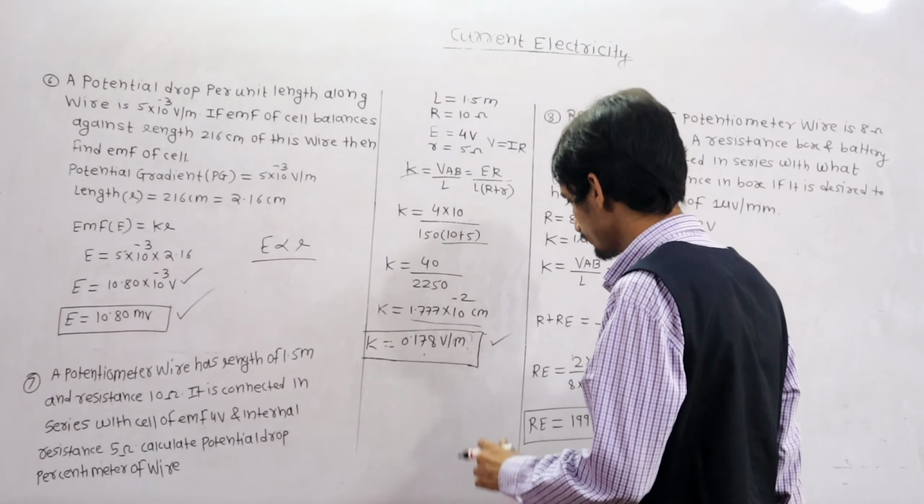Okay, 1.777 into 10 raised to minus 2 meter. So in this way we have calculated the potential gradient. The basic formula is V_AB by L, where V_AB is I into R, and I is E by capital R plus small r.